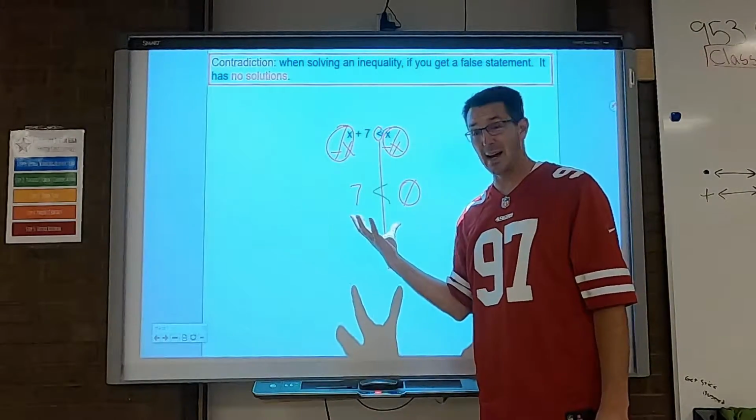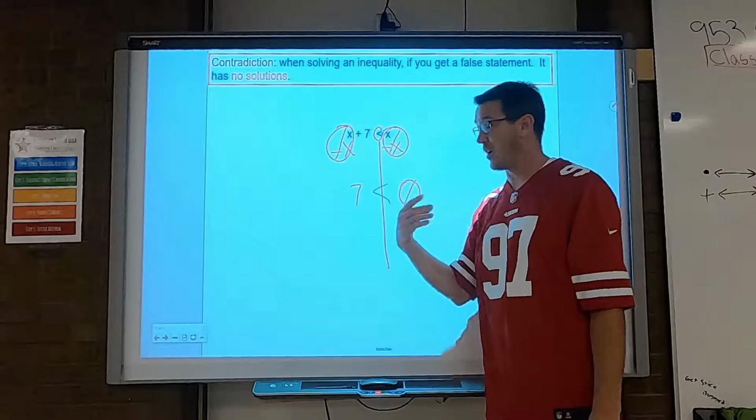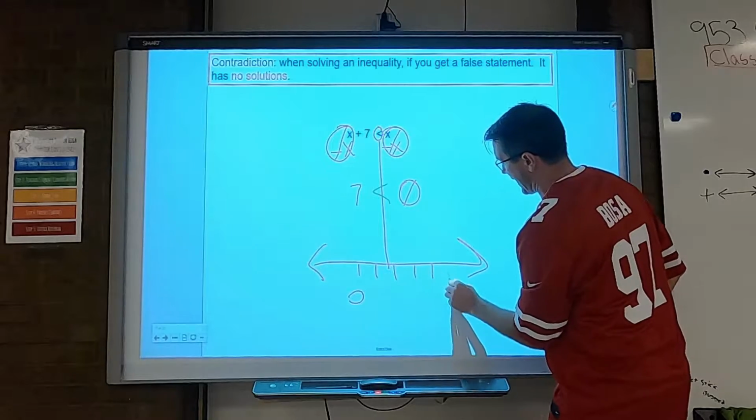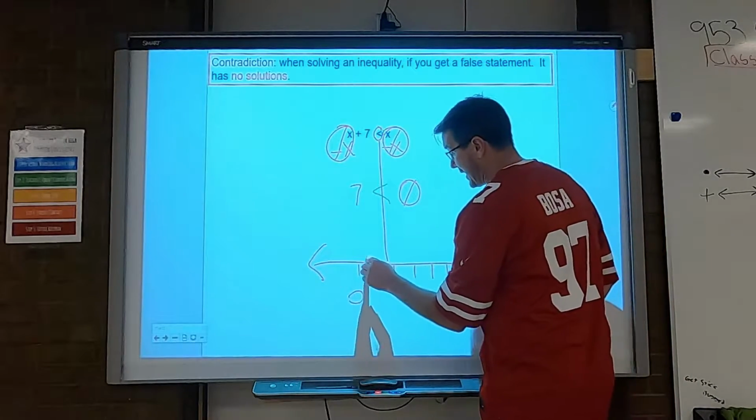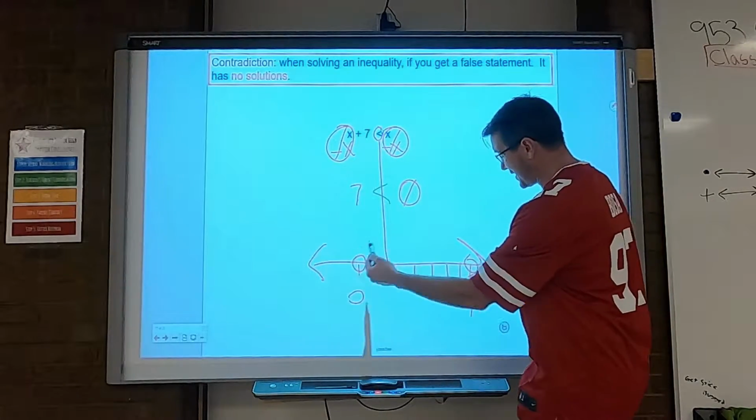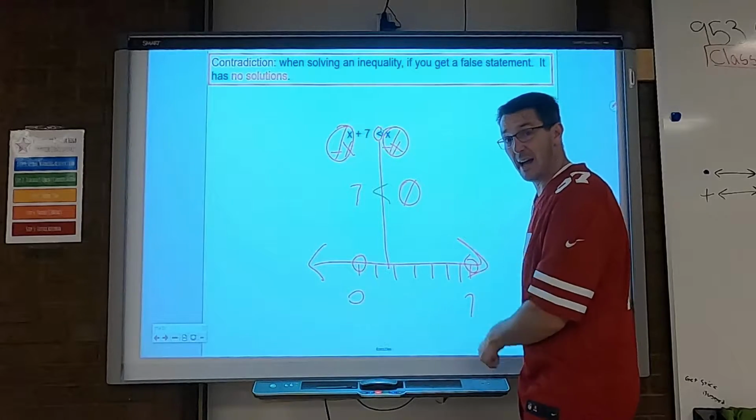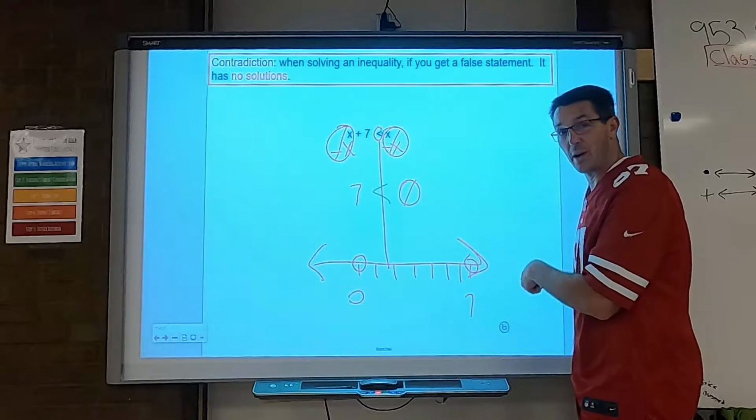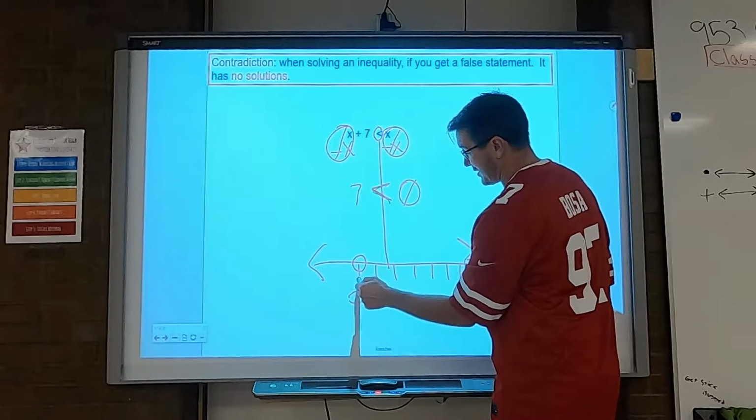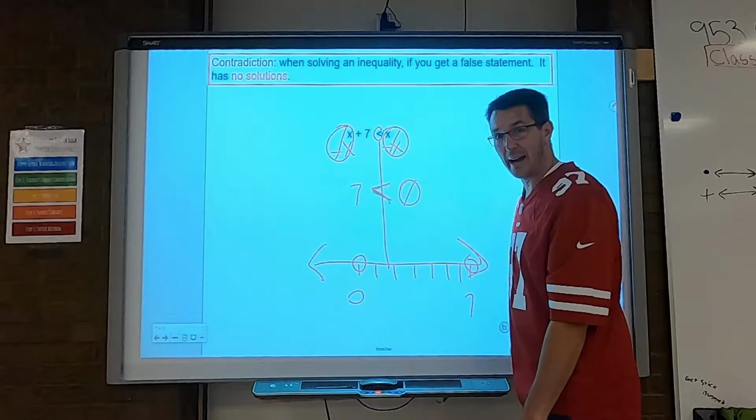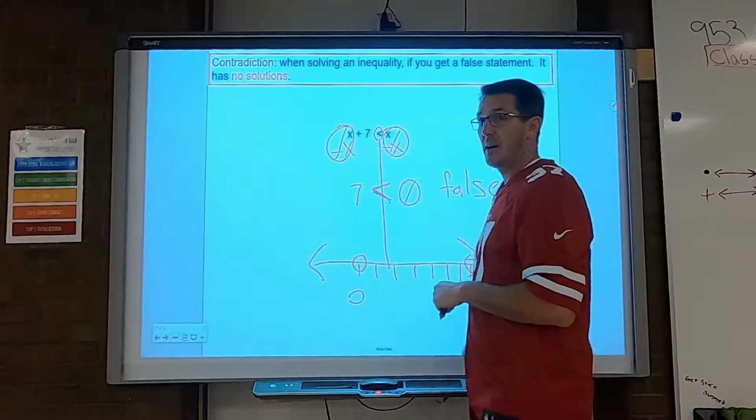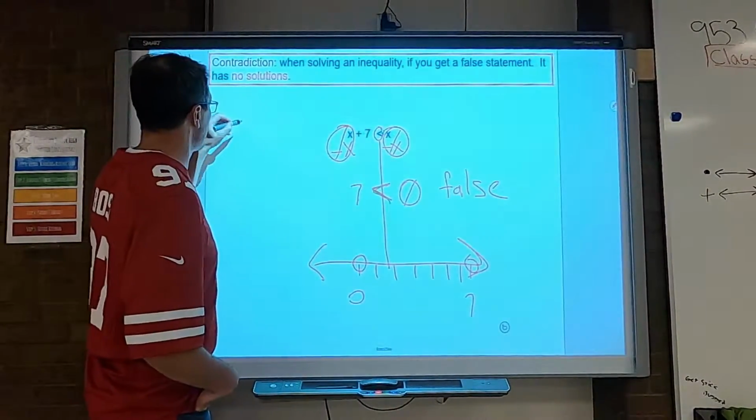But I look at my statement, and I say, is this statement true or false? Well, let's look at a number line. I go 0, 1, 2, 3, 4, 5, 6, 7. Here's 7. So is 7 less than 0? Well, 7 is to the right of 0, so how can it be less? Less is left, and greater is right. And so because this is saying 7 is less than 0, that's not true. That's a lie. 7 is not less than 0, so this is false. And if it's false, then it's not an identity, it's something called a contradiction. It's saying it's a lie.